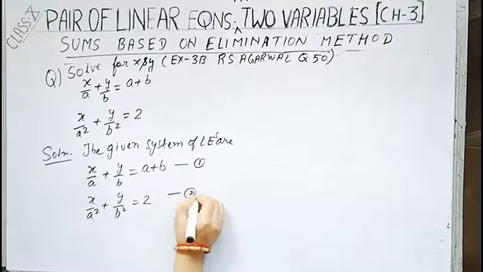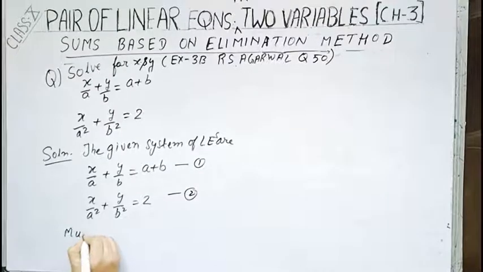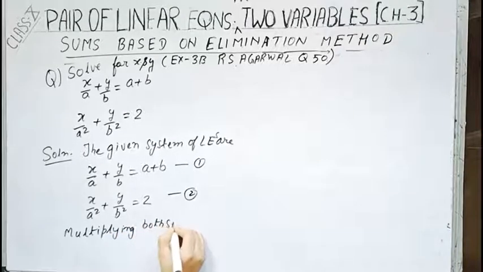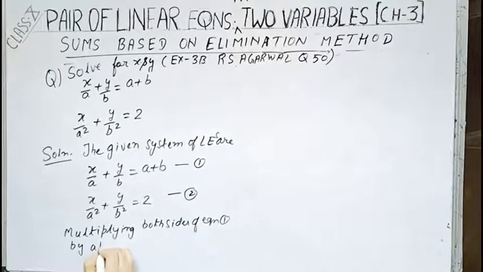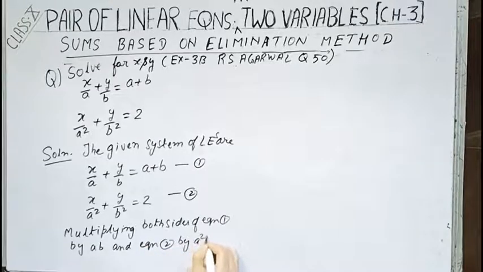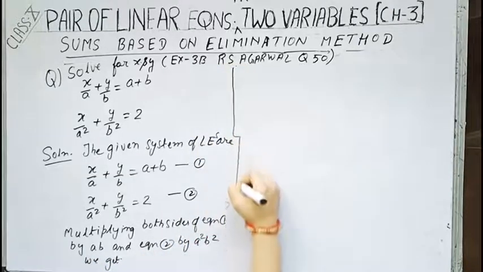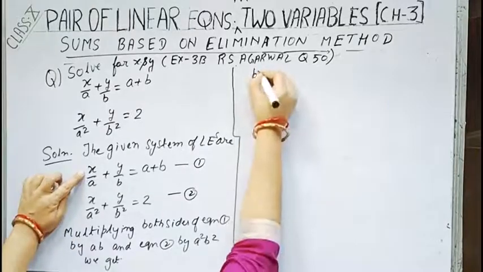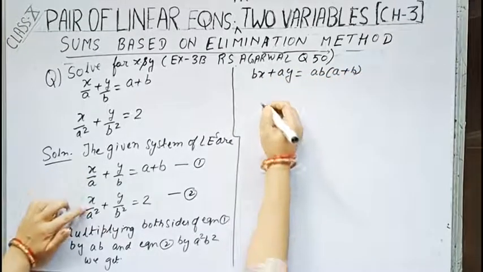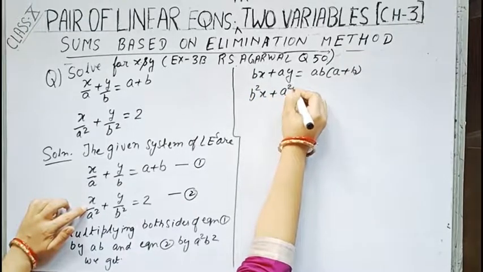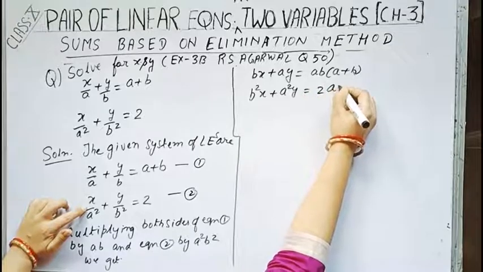Make it equation 1 and make it equation 2. So multiplying both sides of equation 1 by ab and equation 2 by a square b square, we get, let us write the equations: bx plus ay equals ab into a plus b, and over here b square x plus a square y equals 2a square b square.